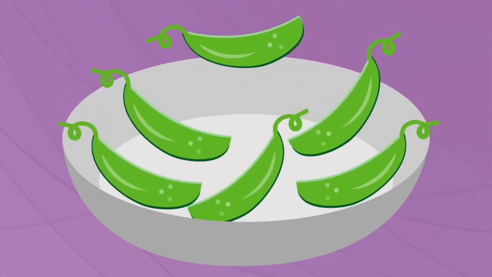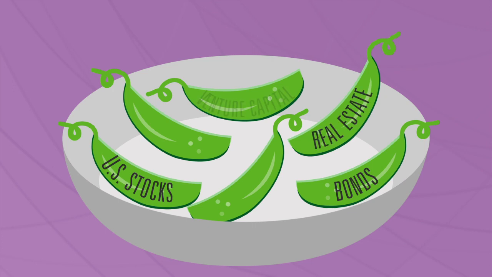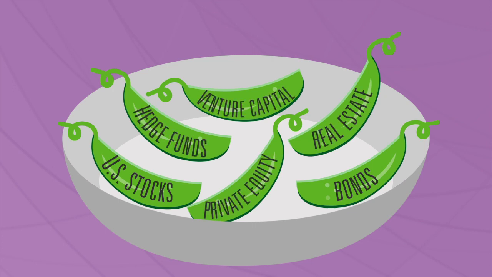Each pea pod represents an asset class. You may have one pod for US stocks, one for bonds, and several other pods for other assets such as real estate, venture capital, private equity, hedge funds, etc. Inside each pea pod, you'll see different peas that represent the variation within that asset class.